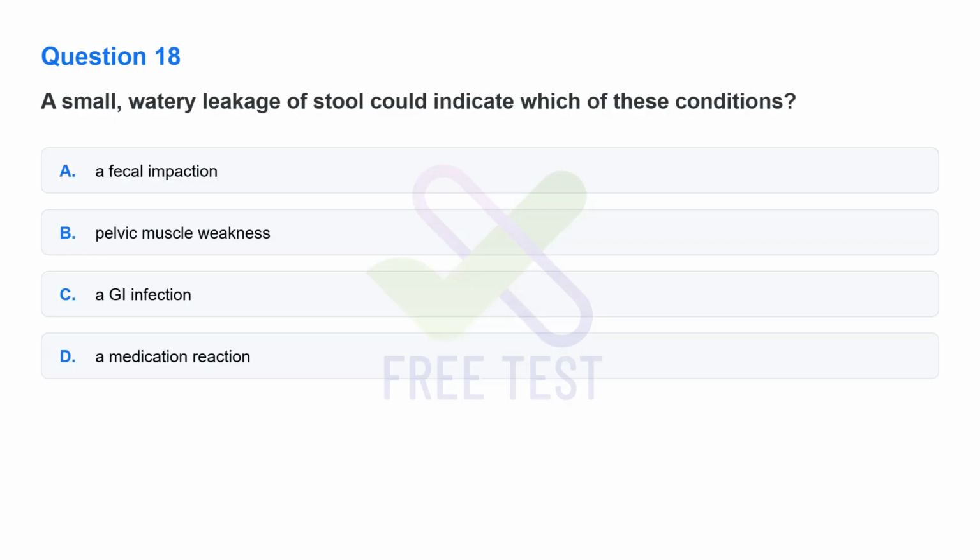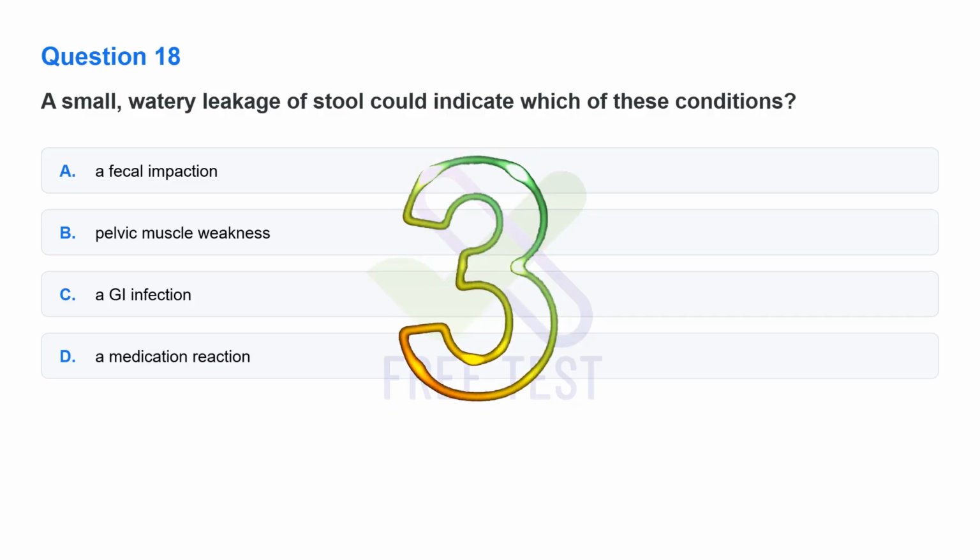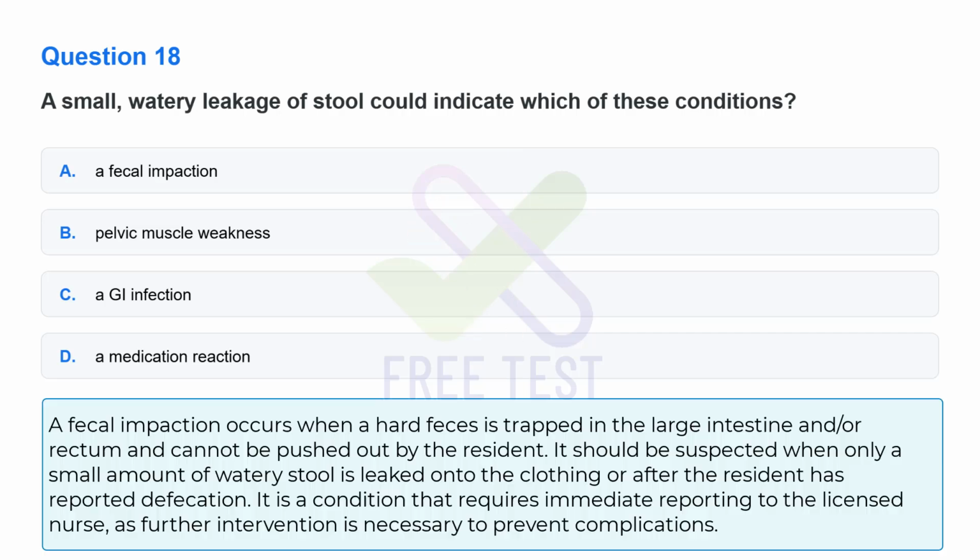A small, watery leakage of stool could indicate which of these conditions? A. A fecal impaction. B. Pelvic muscle weakness. C. A GI infection. D. A medication reaction. The correct answer is A.